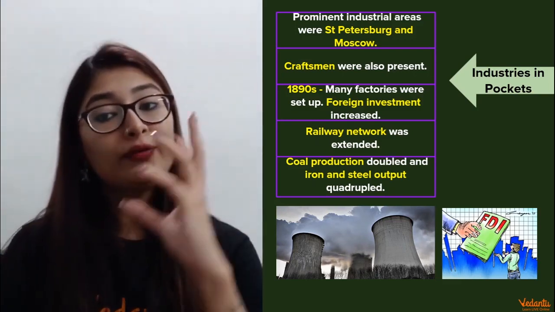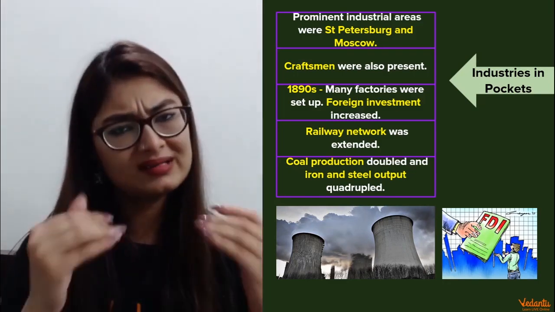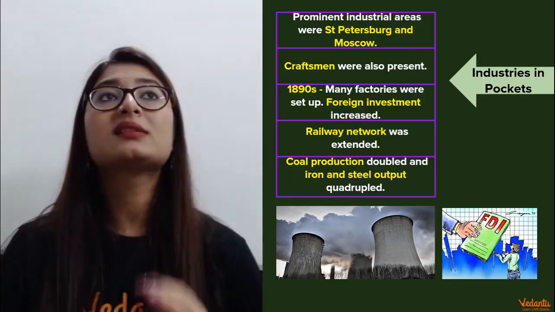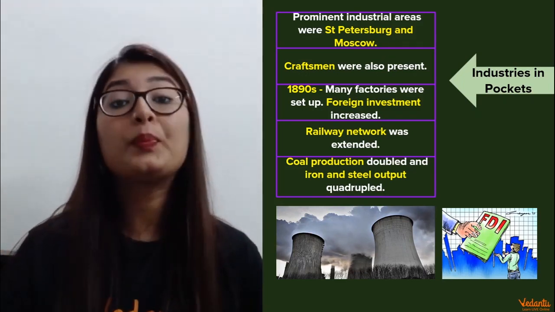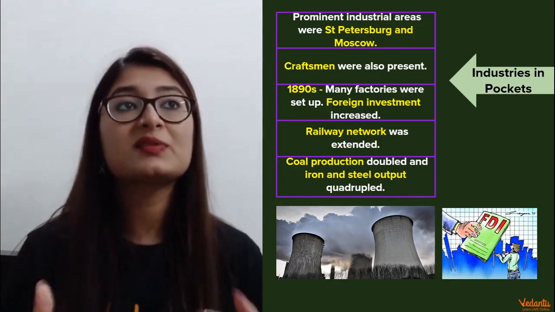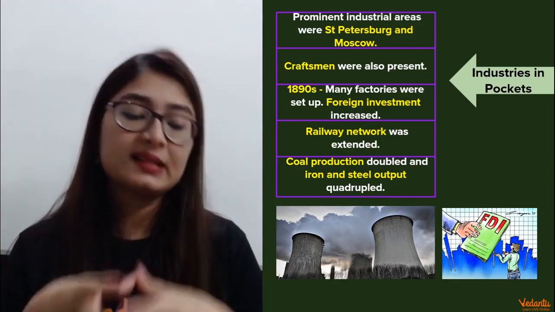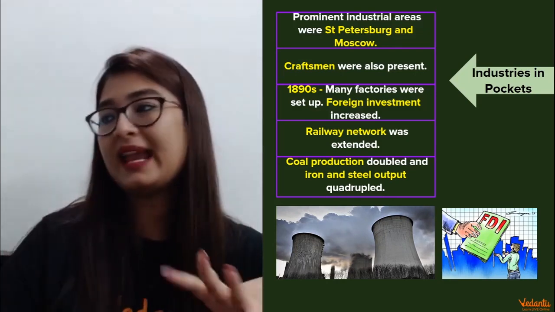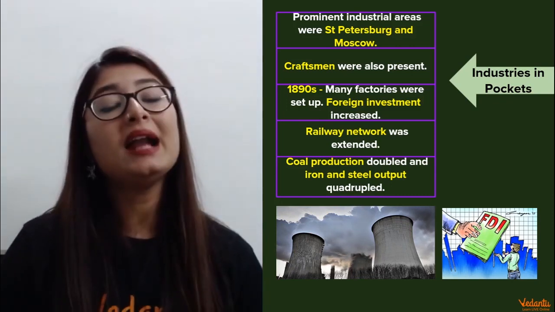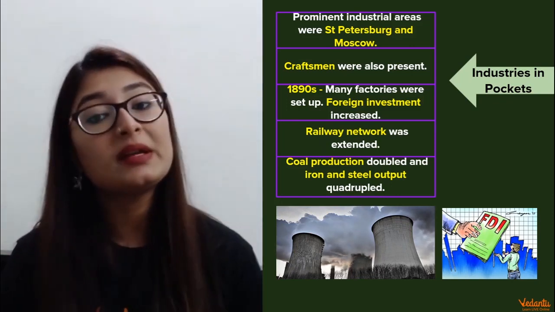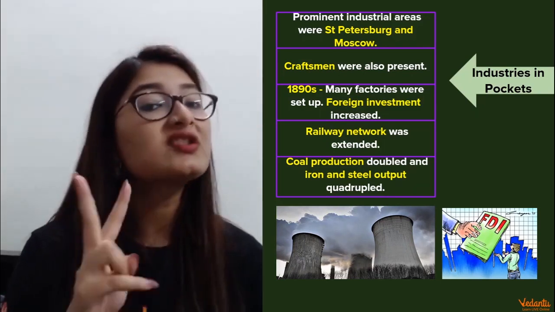Okay guys, now if we talk about industries, since industrialization is happening around, some part of it will be affected. So it did get affected. Industrial setups were being established, but it was done in small pockets, in small chunks. Okay, here and there, a little bit here, a little bit there, not very properly flourished. And it was majorly in places like St. Petersburg or Moscow.